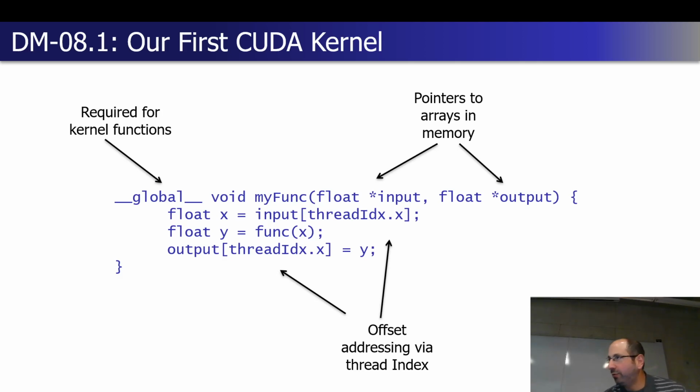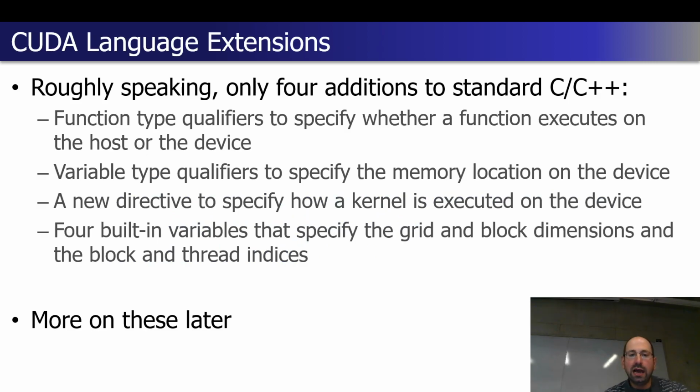There are some other wrinkles associated with how we're actually going to be executing our threads here. But these are basically the four changes when going from standard C/C++ to CUDA C or CUDA C++. We have the function type qualifier, that's our __global__ keyword, to specify who's supposed to be compiling this function, where it's going to be resident. Is it on the host, on the CPU, or is it on the device? Is it on the GPU?